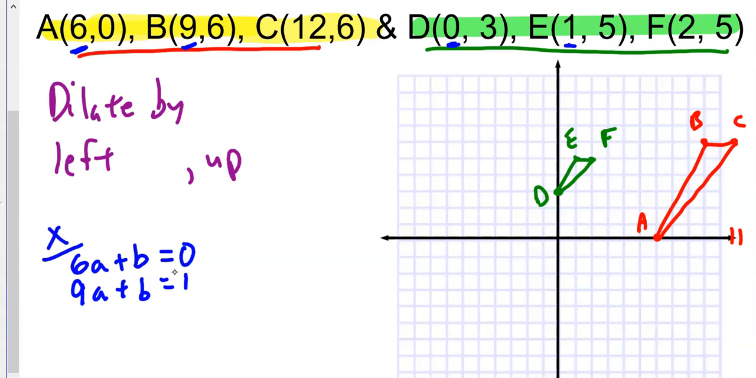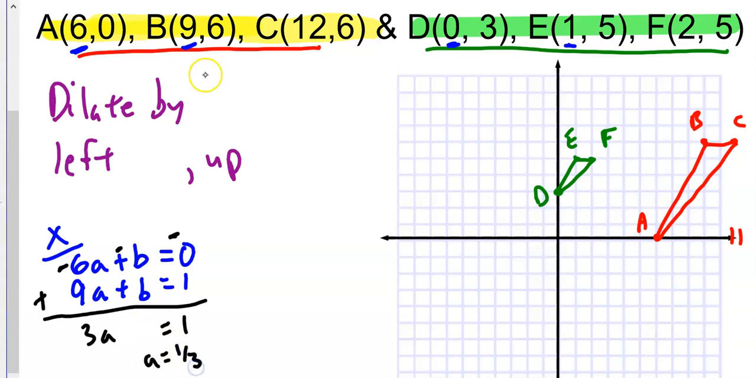Okay? So now I have a nice system of equations where I can actually solve this. So if I multiply this all by negative 1, and then I add those, I get 3a, the b's cancel, and then I get 1. a is a third. That's what I'm dilating by. Okay. Then I can plug it back in. 6 times a third plus b equals 0. So this is going to give me 2. Subtract that over. So it looks like I'm going negative 2. So that's going to be left 2.